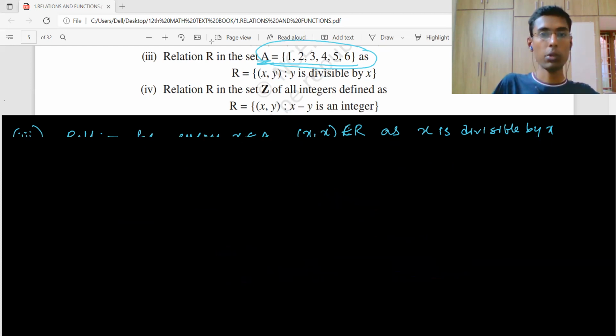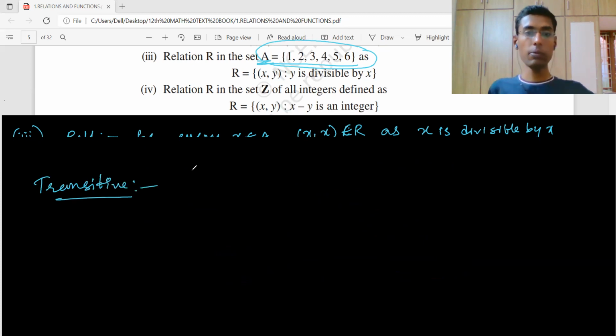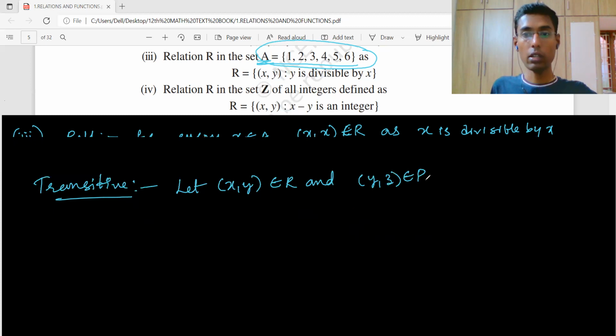Whenever you have to prove transitive, I am telling you this important thing: you have to prove it like this. First, let x comma y belongs to R and y comma z belongs to R. So first, let's assume x y is there and y z is there. If x y and y z are there, then what you should prove? x comma z belongs to R. You have to prove that; then it is transitive. Otherwise, it's not.